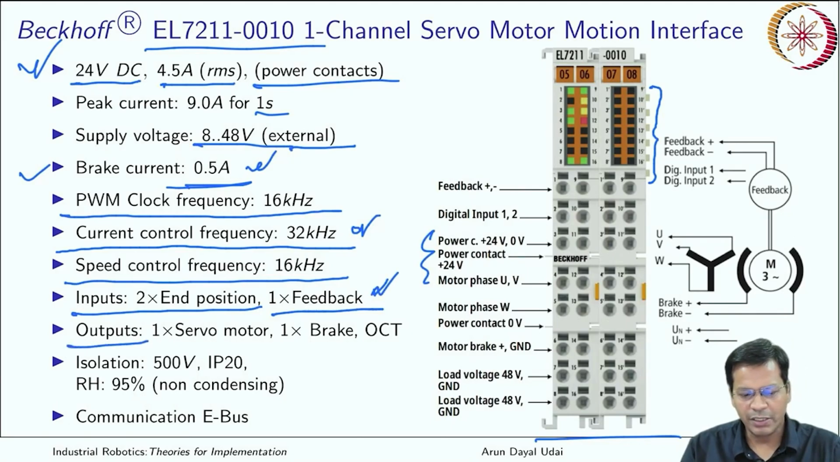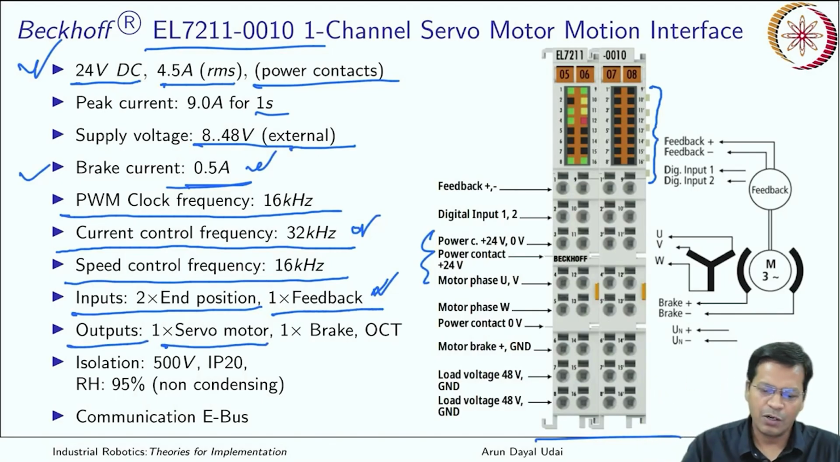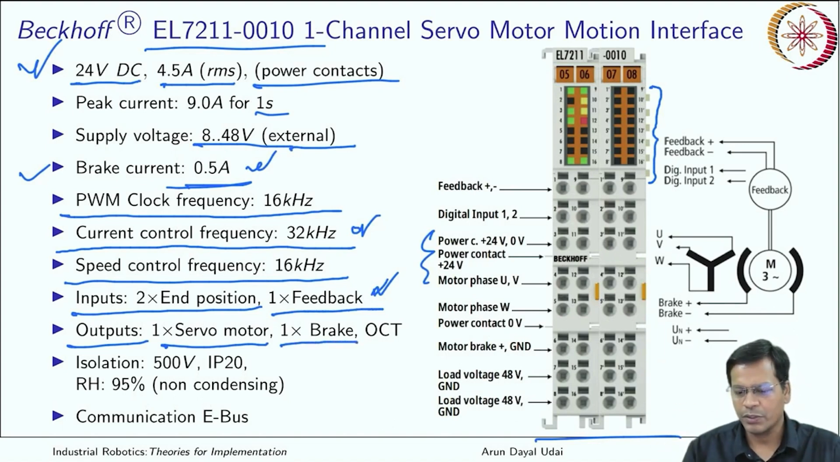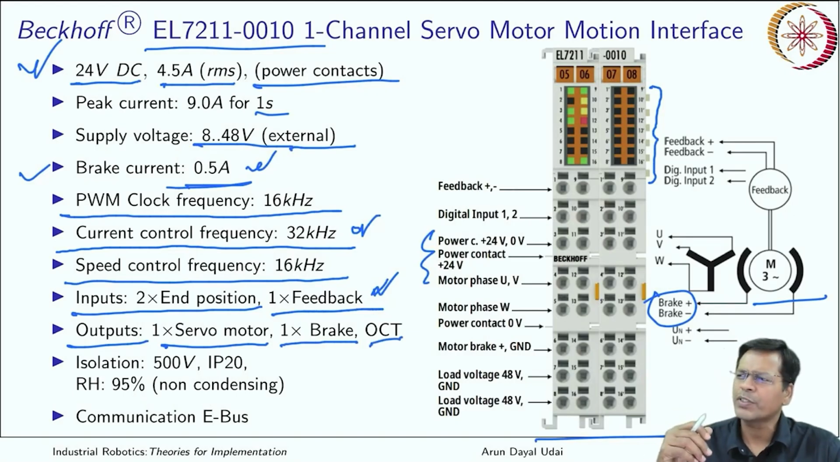So output is nothing, it is servo motor output, that is UVW, 3-phase output. So one doesn't mean just one wire, it has 3 wires. Similarly for brake it has 2 wires. Okay, so that goes here, that is to apply the brakes. And all this is in one cable technology which is specific to Beckhoff. Other motors may not have such.